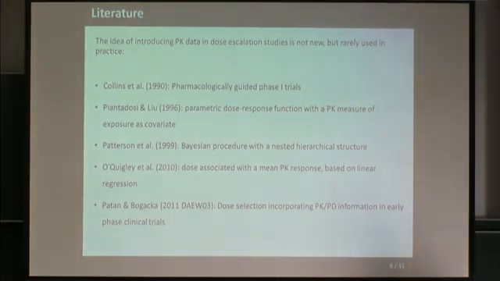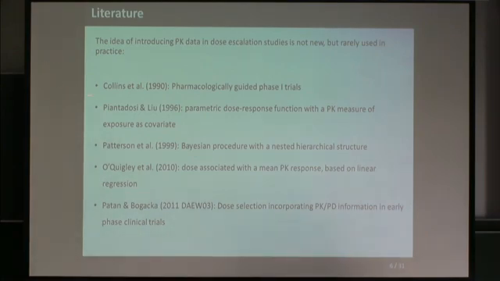The idea of introducing PK data in dose escalation study is not new, but is rarely used in practice. And the first paper that I found was the paper of Colling et al., where they suggest to use preclinical data to select the dose that you will use in an up and down design or in a 3+3 design, so algorithm design. Then Piantadosi and Liu, where they use a parametric dose response function with also PK measure of the exposure as covariate and not only the dose.